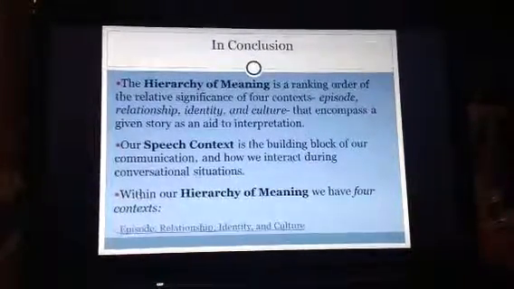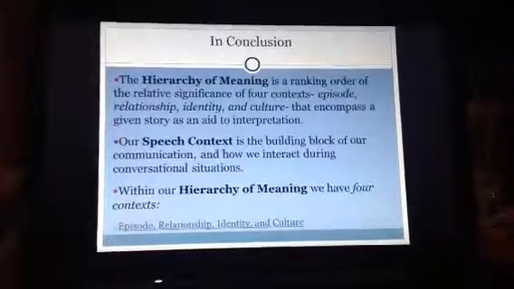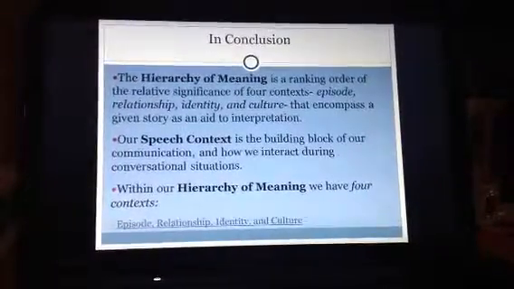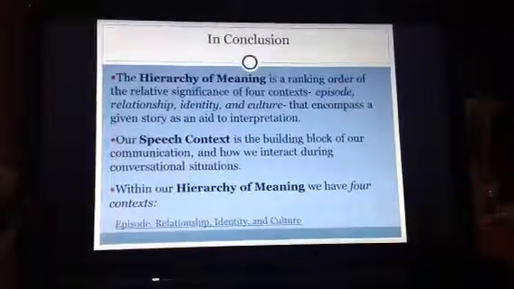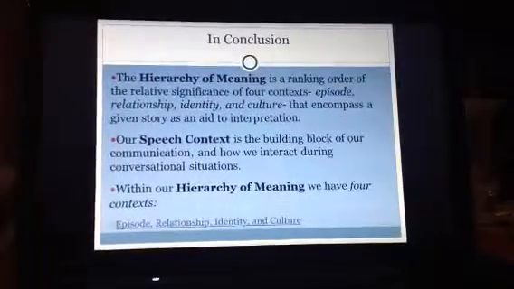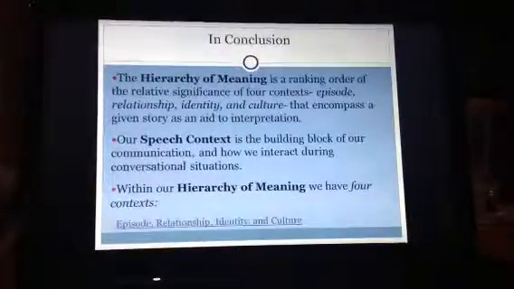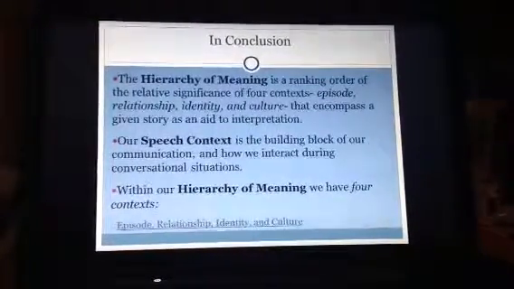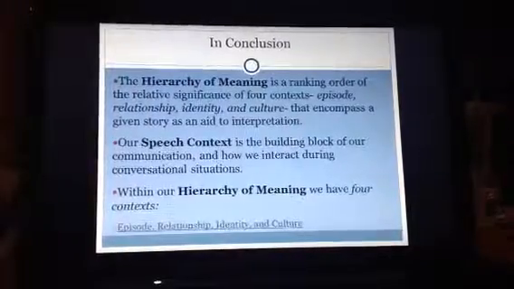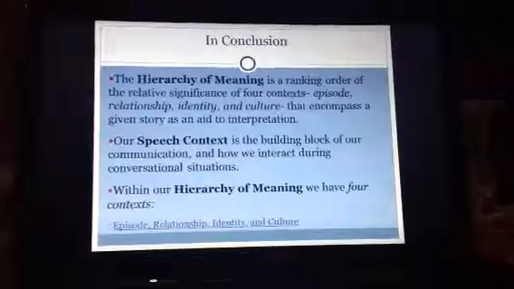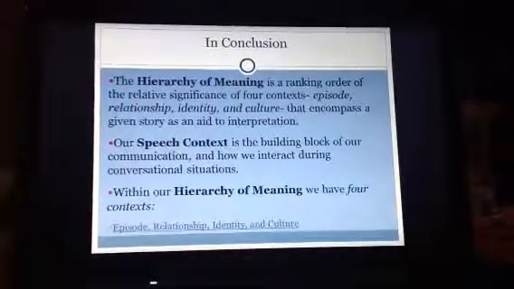In conclusion, the hierarchy of meaning is a ranking order of the relative significance of four contexts: episode, relationship, identity, and culture. Those encompass a given story as an aid to interpretation. Our speech act is the building block of our communication and how we interact during conversational situations. Within the hierarchy of meaning, we have the four contexts which we just described: episode, relationship, identity, and culture.